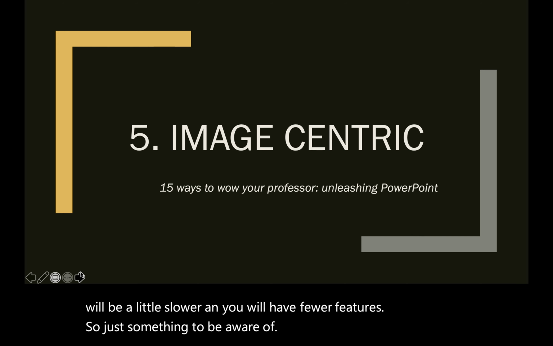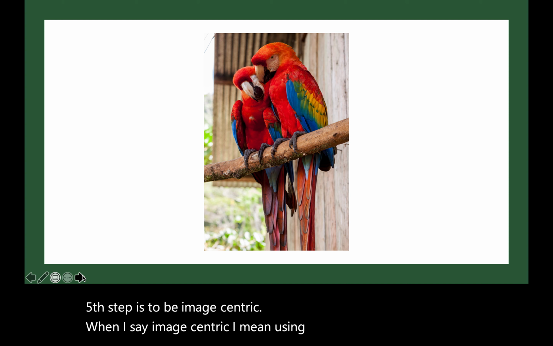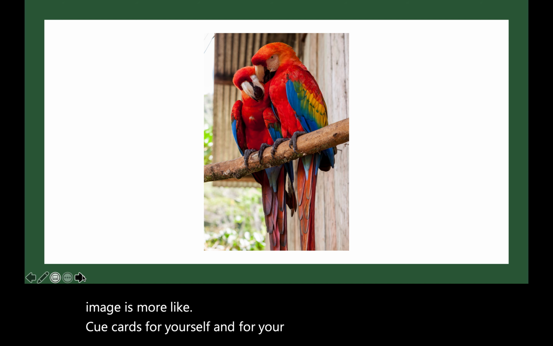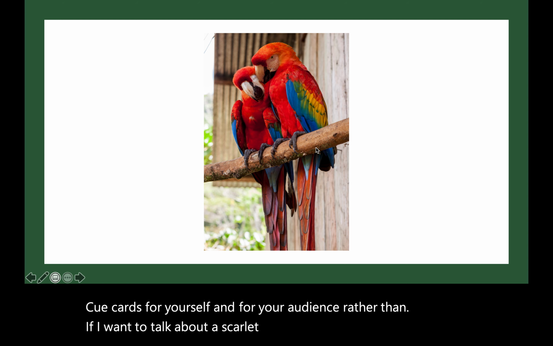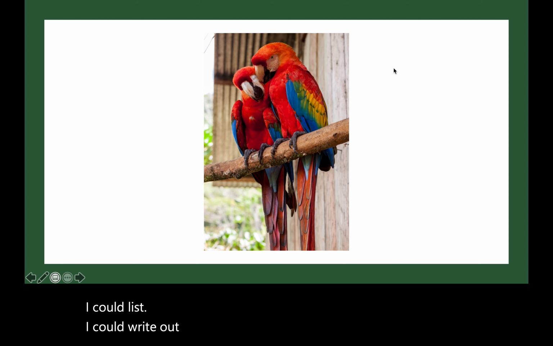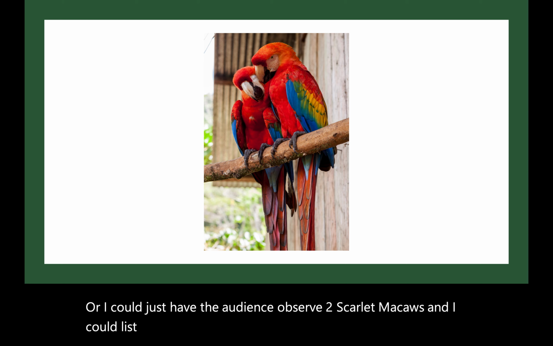Fifth step is to be image-centric. When I say image-centric, I mean using presentations or using images more like cue cards for yourself and for your audience. If I want to talk about a scarlet macaw, these are two scarlet macaws. I could write out the name, Scarlet Macaw, and list 3 facts about them. Or I could just have the audience observe 2 scarlet macaws, and I could list 3 facts about them while drawing audience attention to a different aspect of the bird.